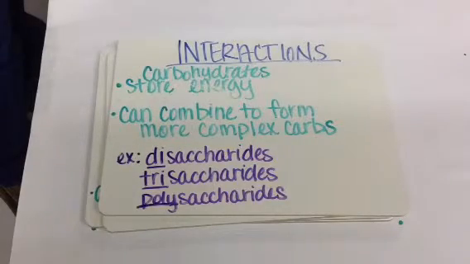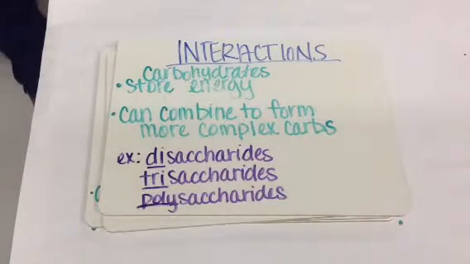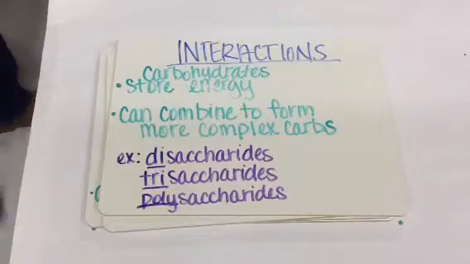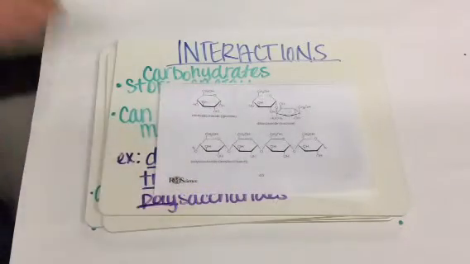All right, the next thing are interactions. Our carbohydrates, their main function is they're used to store energy. And like I mentioned earlier, we can take simple carbs, also if you remember, monosaccharides. We can combine them together to make disaccharides, trisaccharides, or even polysaccharides. So what do those look like?